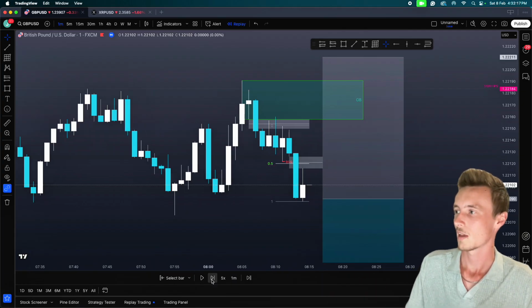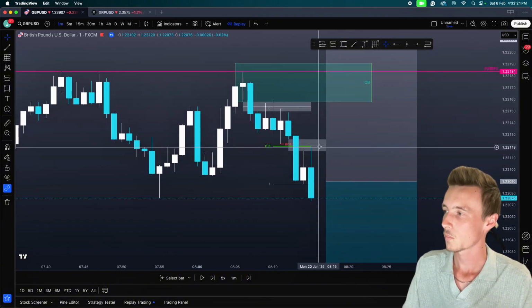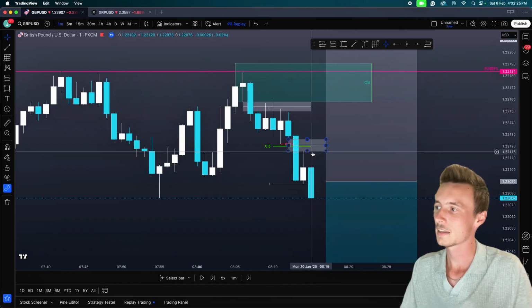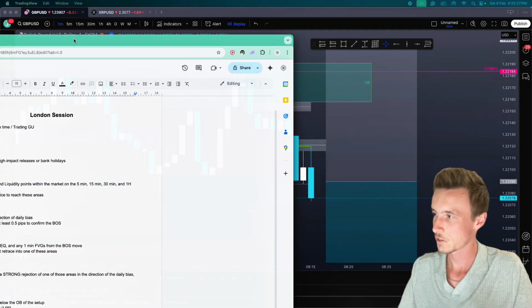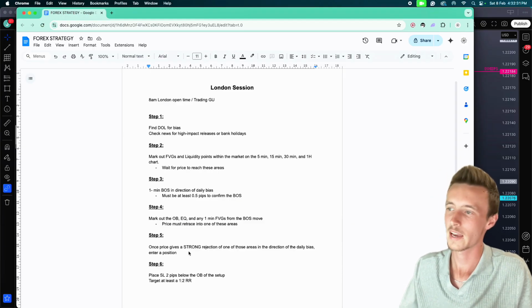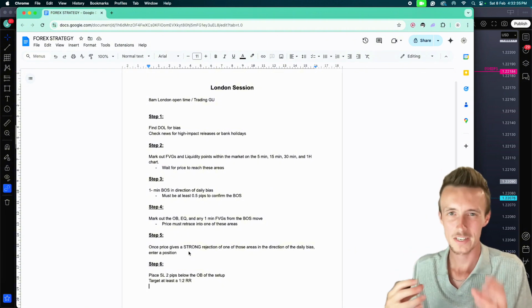So we play price forward a little bit more and we wait to see how we get a reaction. We can see price fills into that fair value gap, also tapping the equilibrium level and then giving us a strong bearish rejection to the downside, which is of course step number 5. Once price gives a strong, it has to be a strong rejection. It can't just be like a little, it looks very indecisive.